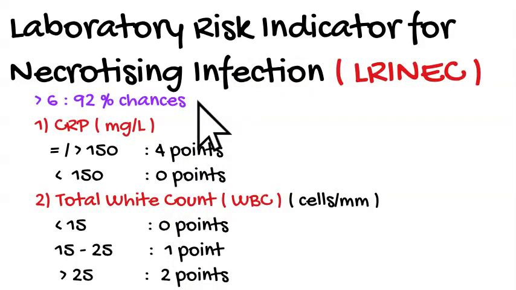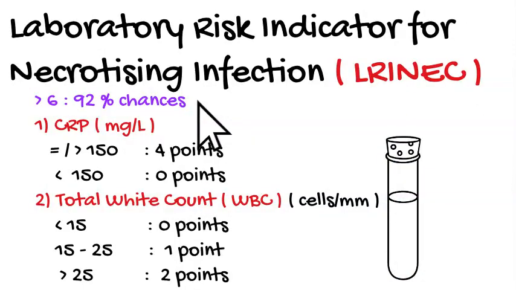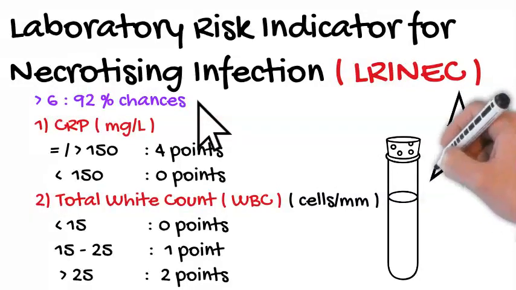The first score is CRP in milligram per liter. More than or equal to 150 is given 4 points. Less than 150 milligram per liter, 0 points. 2. Total white count, WBC count, per cells per millimeter: less than 15, 0 points; 15 to 25, we give 1 point; more than 25, we give 2 points.